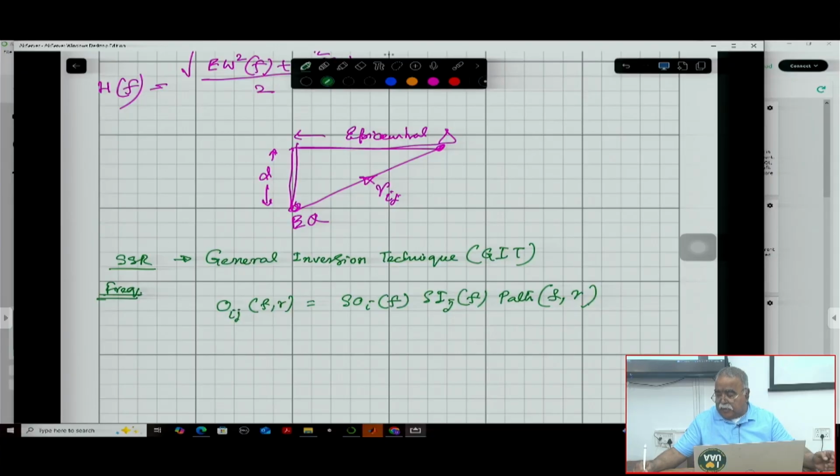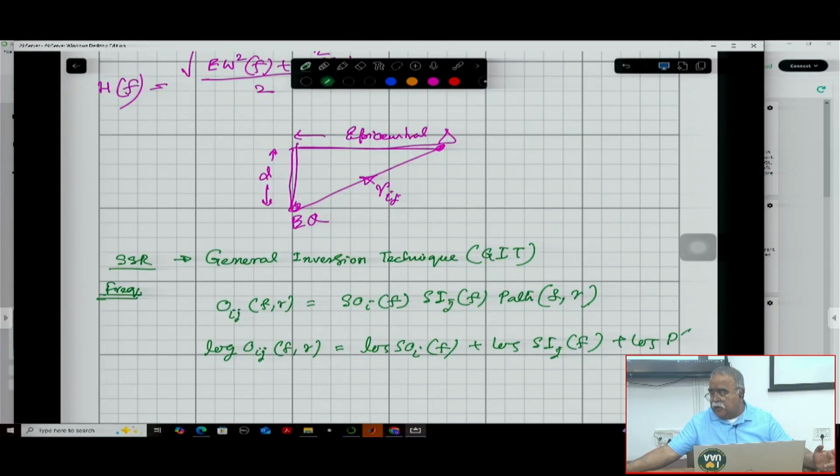Now, if I take the log of both sides, so this is log of O_ij with F and R, that will be equal to log of SO_i(F), plus log of S_ij with your F, and plus log of path, F and R, right?